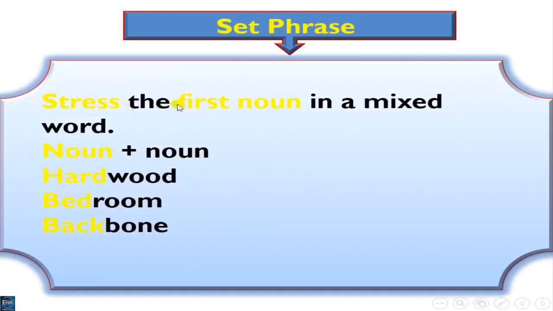Set phrase. Stress the first noun in a mixed word. What's a mixed word? A mixed word is a word made of two words, two nouns. Example, noun plus noun: hard, wood, hardwood. Bed, room, bedroom. Back, bone, backbone. So if I have a noun like this, we stress the first noun. Repeat after me: hardwood, bedroom, backbone.